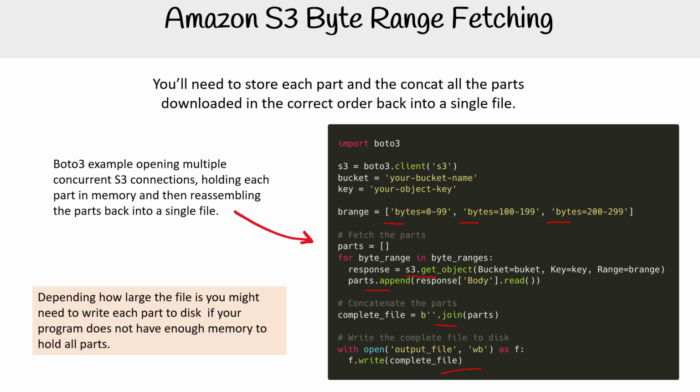So depending how large the file is, you might need to write each part to disk if your program does not have enough memory to hold all the parts. As in this code example, we're holding everything in memory. But again, with byte range fetching, it could be you want to do basically a multi-download, or you just want a part of the file. So it's really either or, okay?